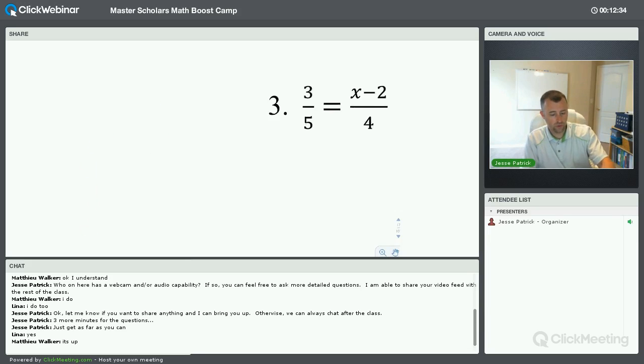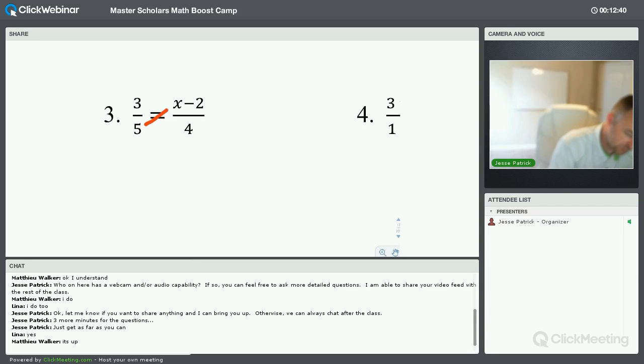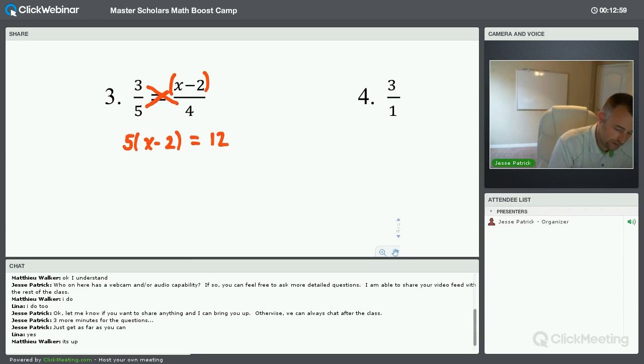Okay. Number 3, doing the same thing again. Do some cross product. Here I'm going to cross multiply, but I have a binomial in the numerator of my second fraction. So I'm going to have to use the distributive property on this. So I'll write that up as 5 times the quantity x minus 2. Over here I multiply 3 and 4 and I get 12. So we're just going to do the distributive property and solve.